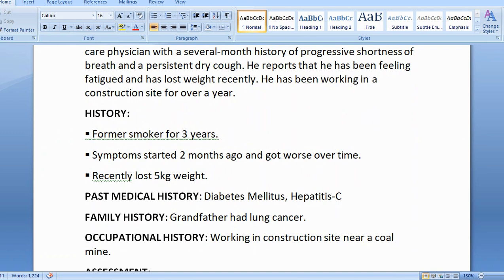Past medical history: he has diabetes mellitus and hepatitis C. Family history: grandfather had lung cancer. Occupational history: working in construction site near a coal mine.